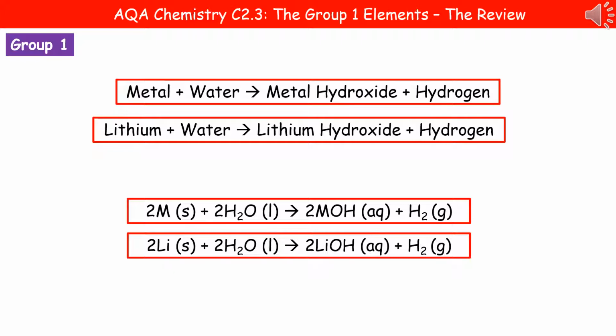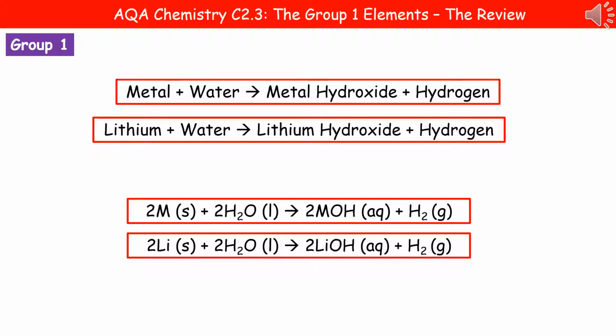When you saw the reaction, hopefully you then went on to write both word and balanced symbol equations for this. So at the top I've given you the general word equation, which is metal plus water makes metal hydroxide plus hydrogen. The only thing you need to do to make it specific to any given alkali metal is change the word metal for whichever metal it was. So if it was lithium, we'd write lithium plus water makes lithium hydroxide plus hydrogen. If it had been sodium, sodium plus water makes sodium hydroxide plus hydrogen.